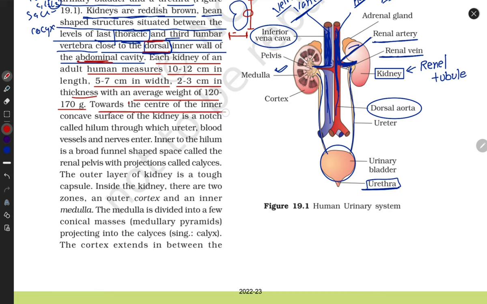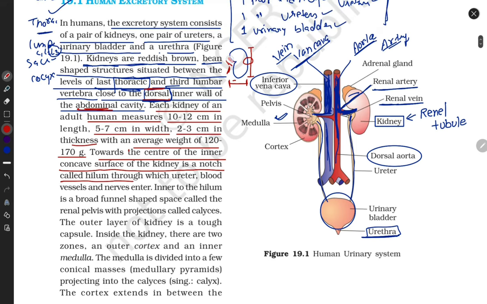Towards the center of the inner concave surface of the kidney is a notch called the hilum. This is the concave surface. Look here, this is the point of hilum, through which the ureter, blood vessels and nerves enter. Clear, very clear. Inner to the hilum is a broad funnel shaped space called the renal pelvis with projections called calyces.